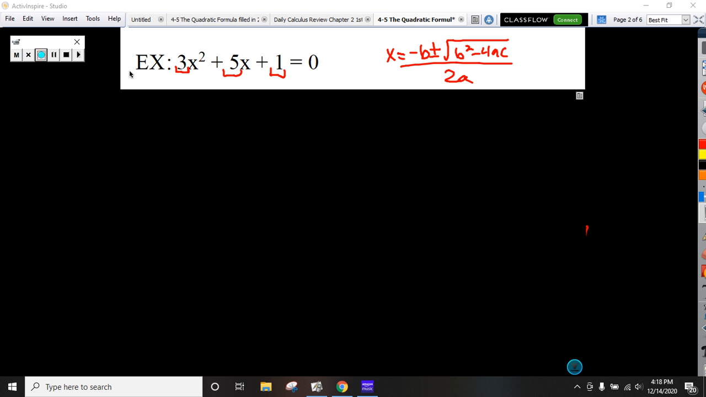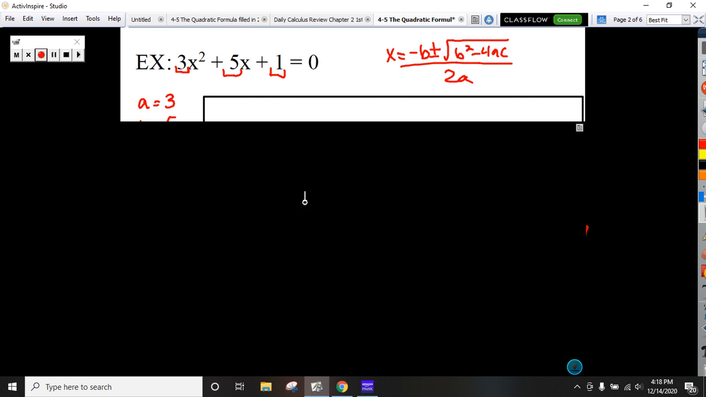So our first example is fairly straightforward. If you notice, our equation's ready for us to go ahead and use the formula. It's equal to 0. We have our terms in order: the x squared, then the x, then the number. Here's our formula, so that we can see it as we're going through the example.